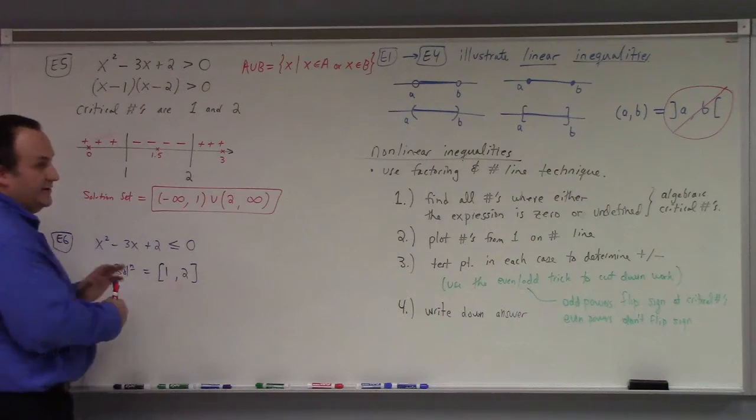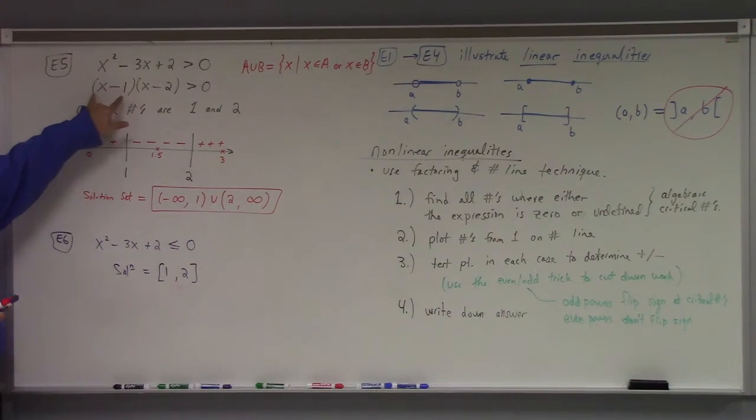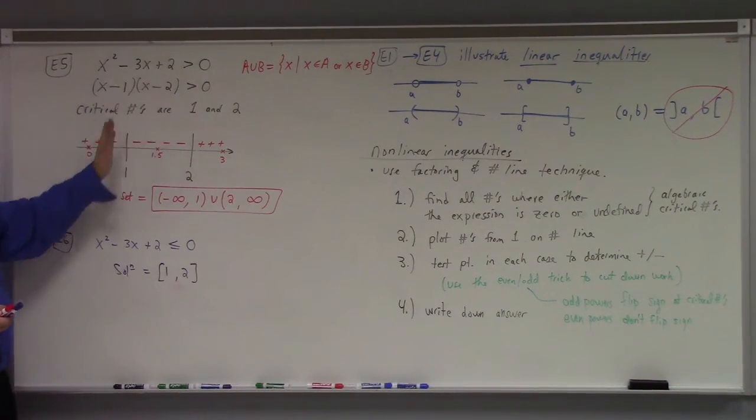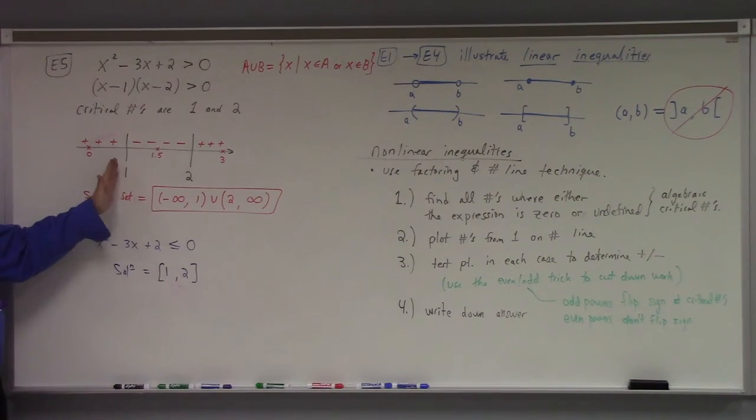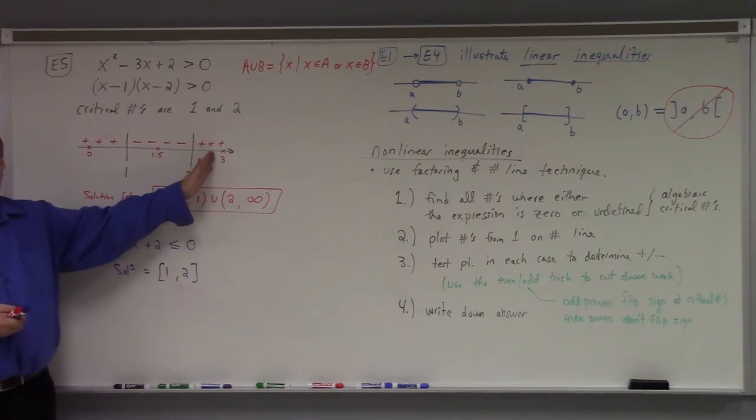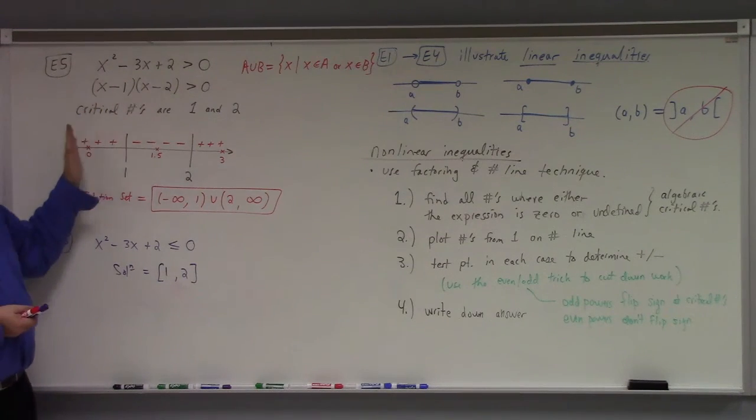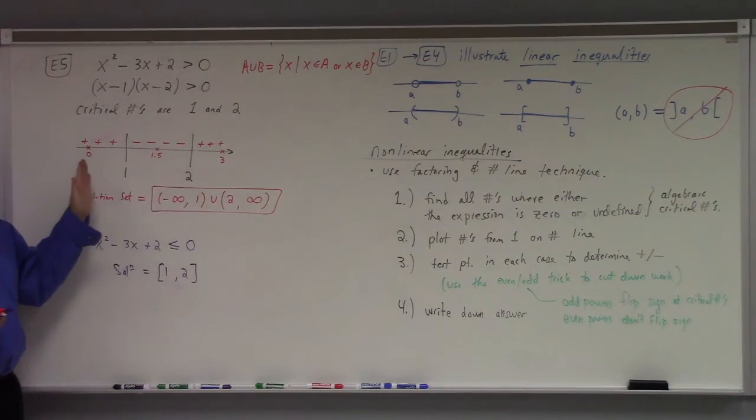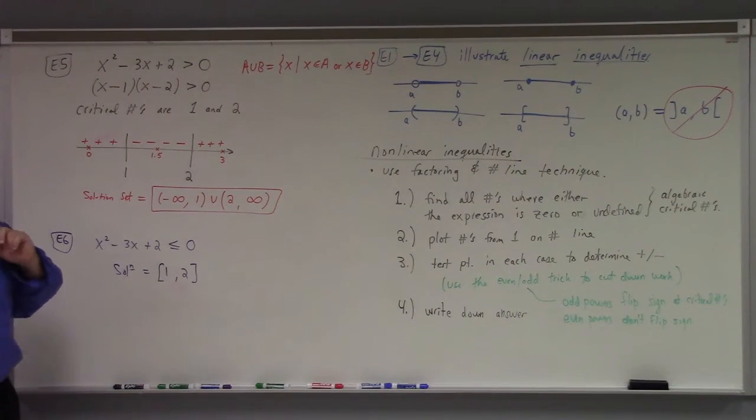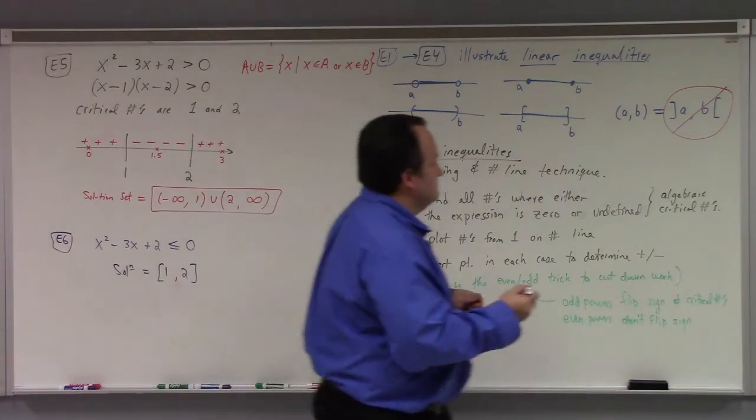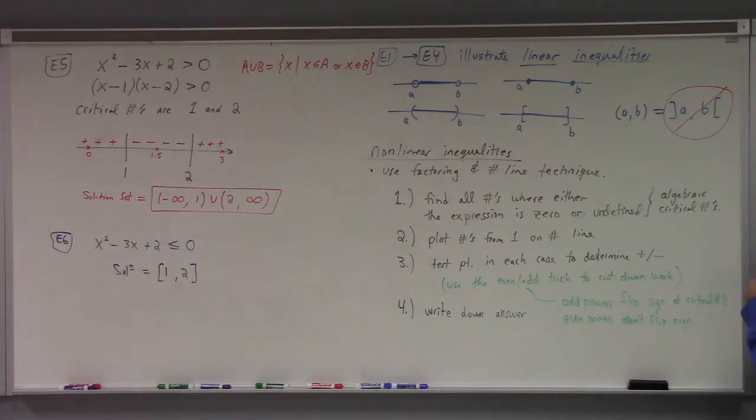What am I talking about? Here, this is x minus 1 to the first power. This is x minus 2 to the first power. As we go across the critical number 1, we flip from plus to minus. And then here we flip from minus to plus. When we have odd powers, we're going to flip signs as we go across the critical numbers. If you have even powers, this doesn't happen. So like example 7.